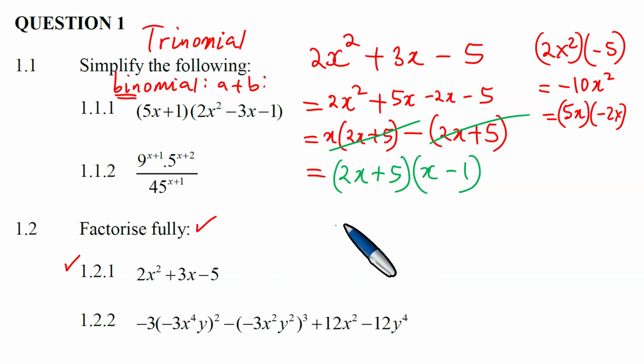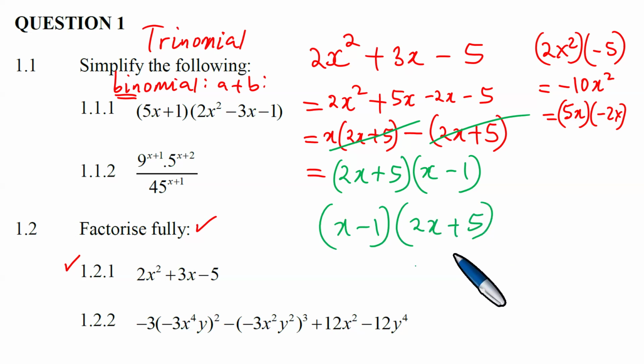You can write it like that. So we can write x minus 1 first, and then we can write 2x plus 5 afterwards. And we can write it like this, and it is very, very acceptable. And these answers are both correct. They're both correct. Right.